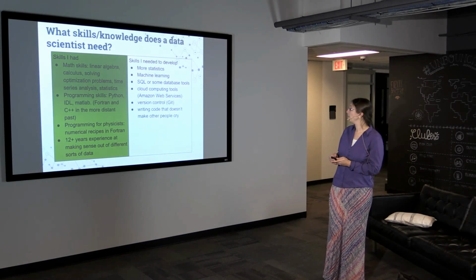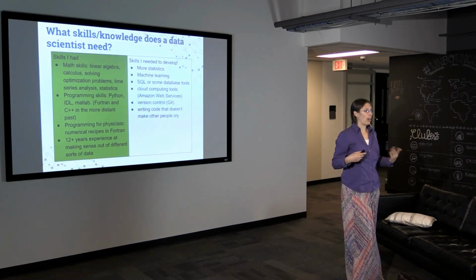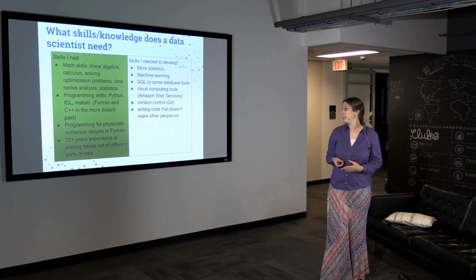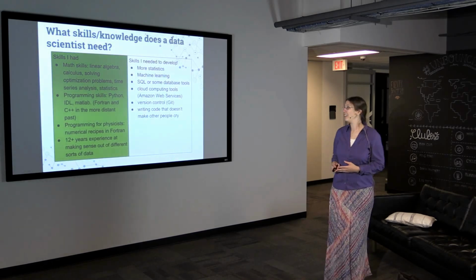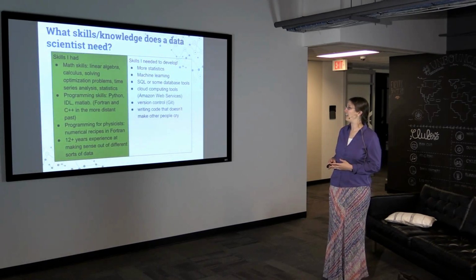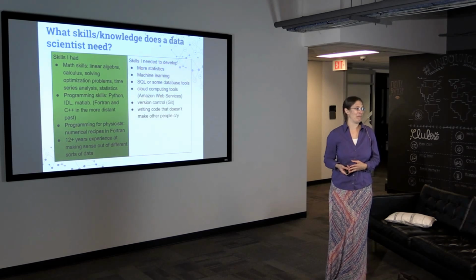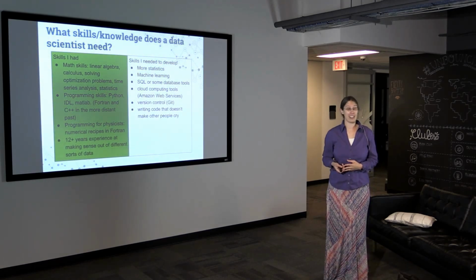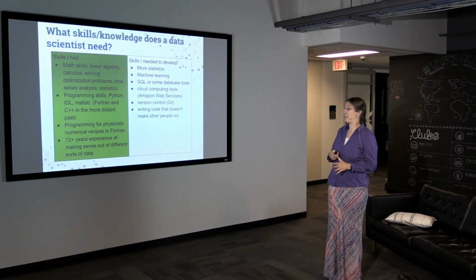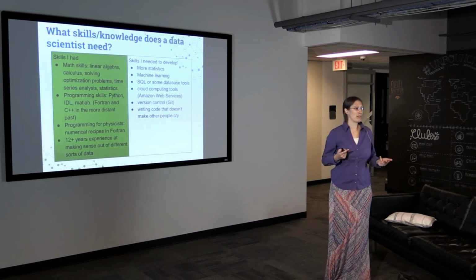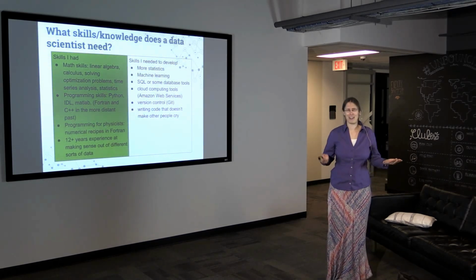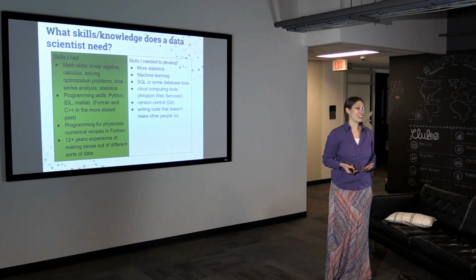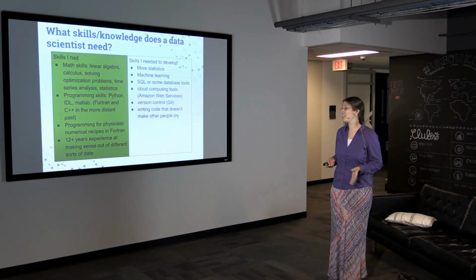So when I decided to be a data scientist, I looked at the skills I had and then looked at the skills that I thought I needed to develop. And actually, as a physics PhD, I had a lot of skills that already made transitioning to data science really easy. Math skills, linear algebra, calculus, solving optimization problems, time series analysis, Fourier transforms, and a little bit of statistics, very little bit of statistics, but some statistics.